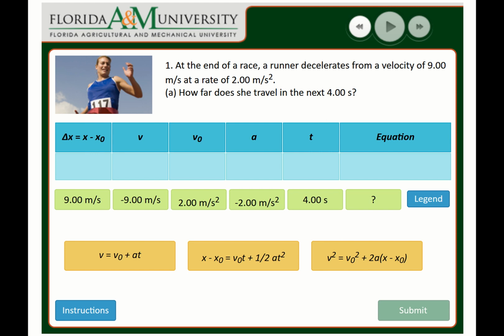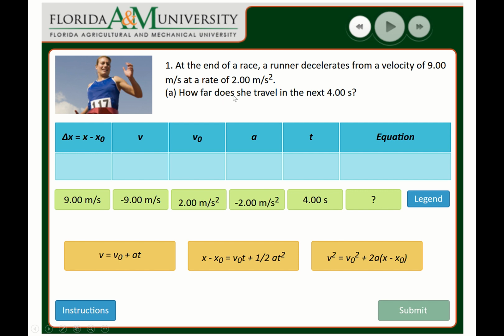You have a problem, and you're going to take the boxes. So we've got delta x, v, v0, a, and t. You're going to grab one of these green boxes, and you're going to drag it up into the appropriate box that matches the number. Okay, so you're going to look at all the numbers in the problem. You're going to pull the boxes up, and you're going to fill in this table. If it's something you don't know, you're going to drag a question mark up into it.